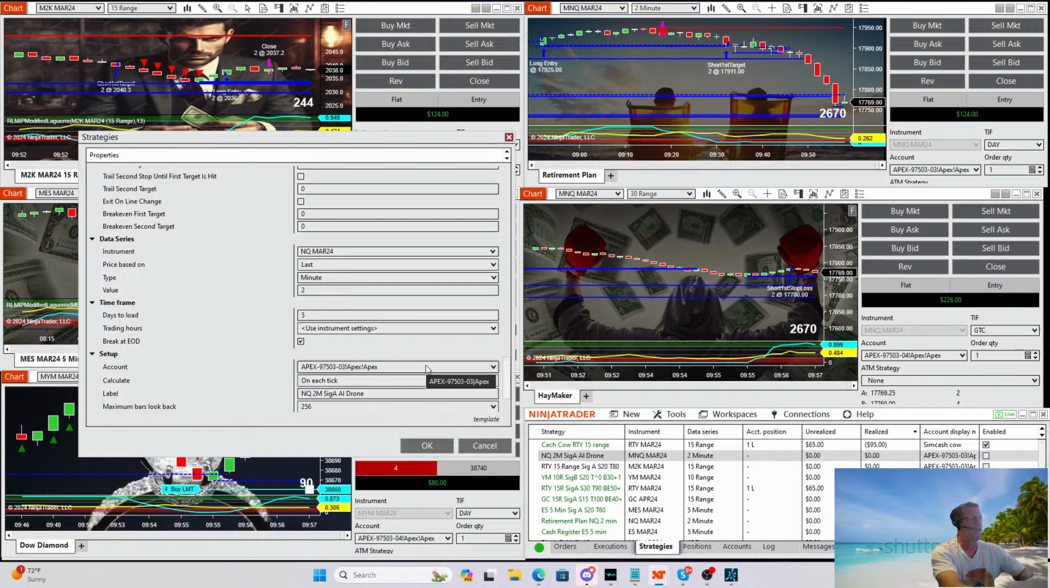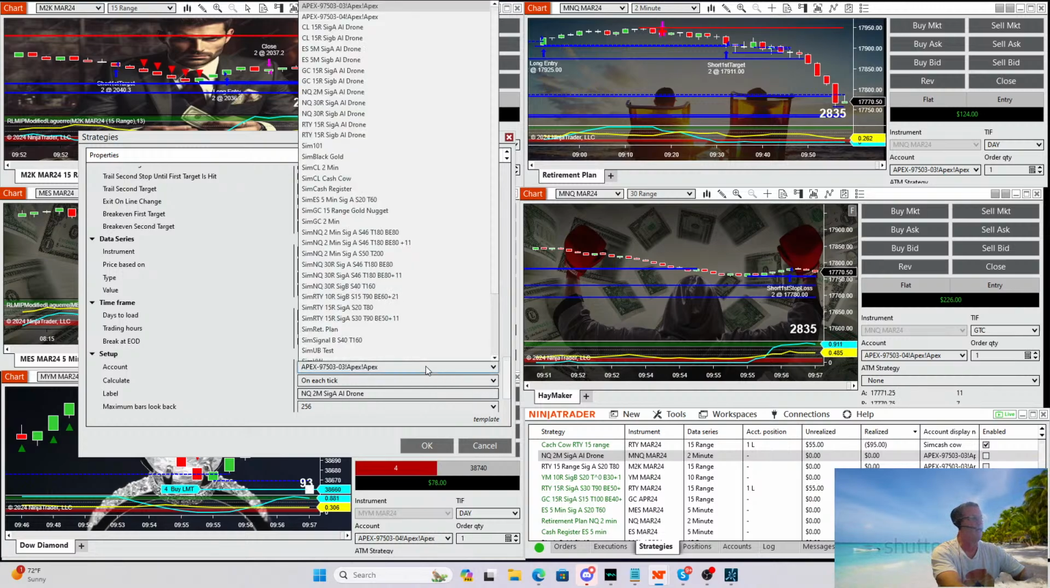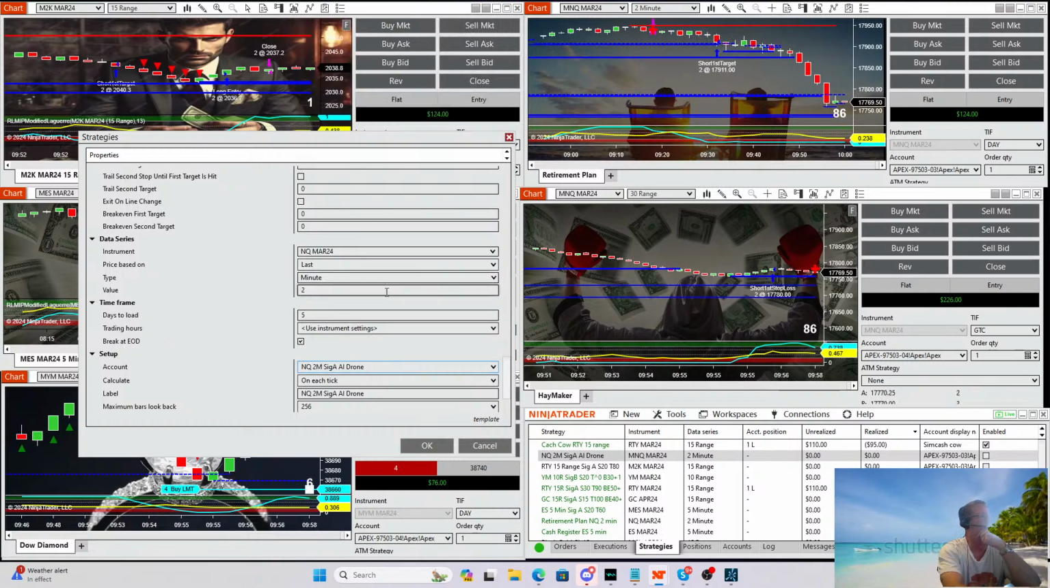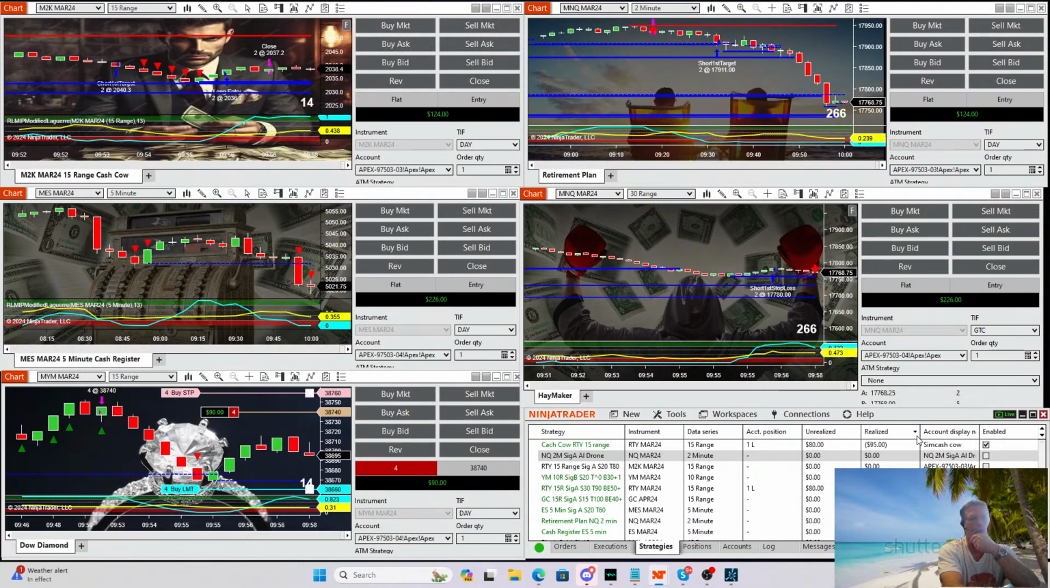This is the 2-minute Signal A AI drone, NQ 2-minute. Why these things? 2-minute. Order submitted. AI drone. There it is. Alright, so let's continue to run that one.